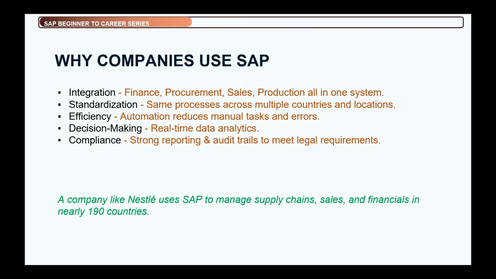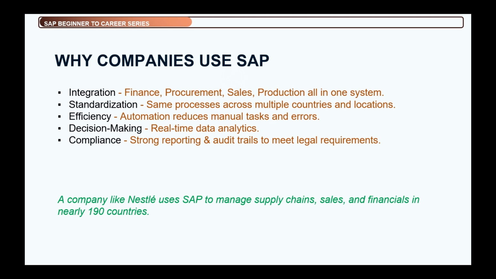Let's have a look at why companies use SAP. There are multiple ERP software solutions. I explained this in my session 1. There are multiple ERP solution providers. Among those, why do more than 80% of companies using an ERP system choose SAP? There are a few points. First one is integration. SAP provides better integration among each department across finance, procurement, sales, production, all in one system.